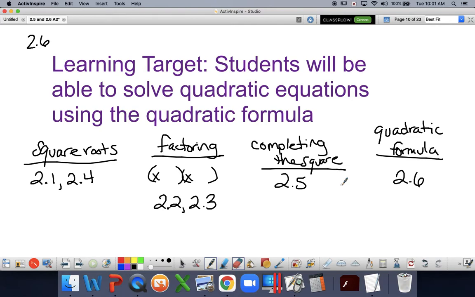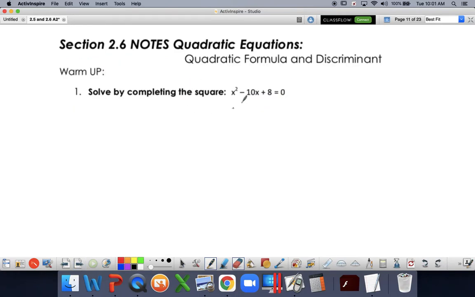On the test, you will be expected to solve using all of these different methods. After this test is over, on any upcoming questions throughout the rest of the school year, you can use whichever approach you like best. So let's go ahead and solve just with a warm-up by completing the square. So that was from section 2.5. I encourage you to pause the video and try this one on your own.